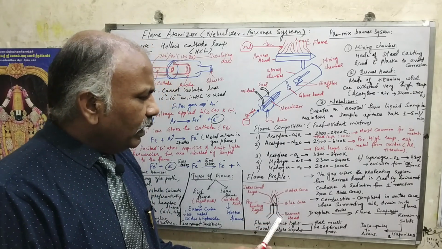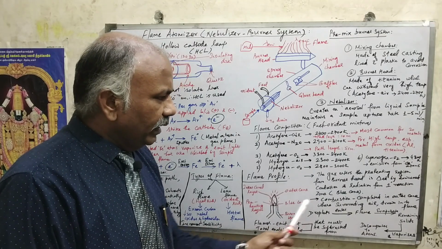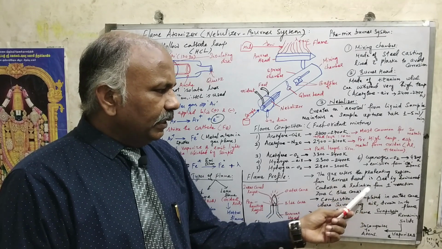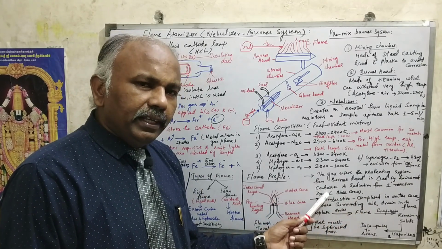So what will happen? The gas enters the preheating region from the burner head, right? And it is heated by downward conduction and radiation from the primary reaction zone.